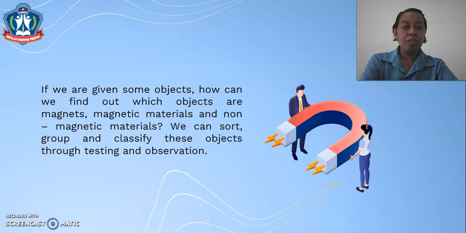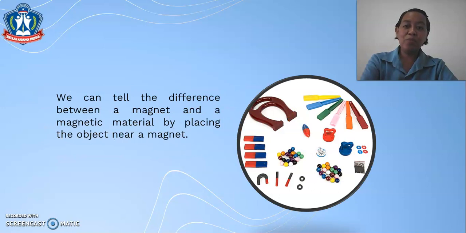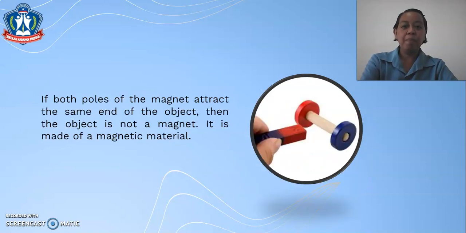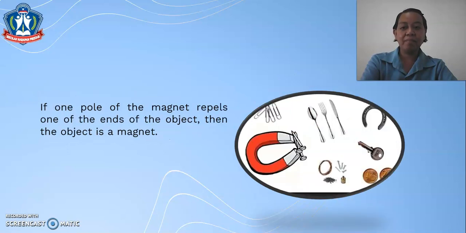We can sort, group, and classify these objects through testing and observation. We can tell the difference between a magnet and a magnetic material by placing the object near a magnet. If both poles of the magnet attract the same end of the object, then the object is not a magnet. It is made of a magnetic material. If one pole of the magnet repels one of the ends of the object, then the object is a magnet.